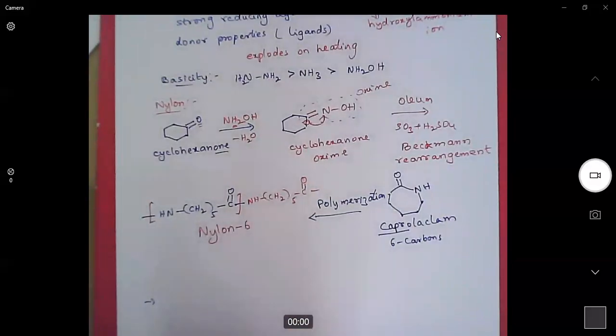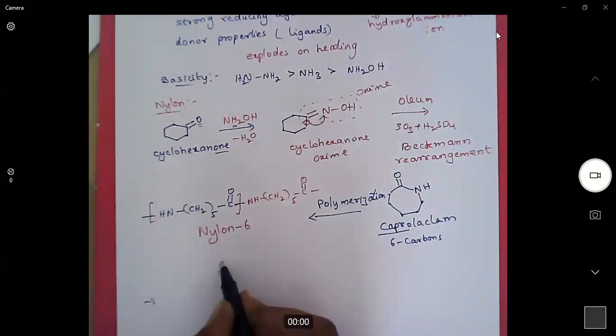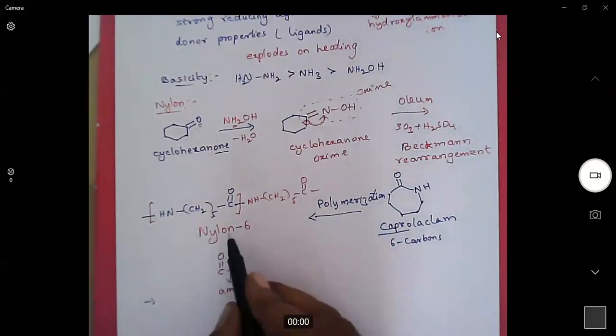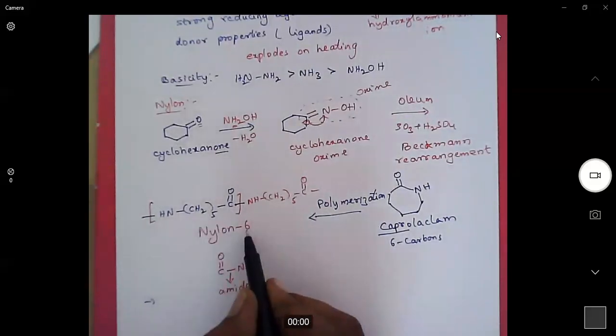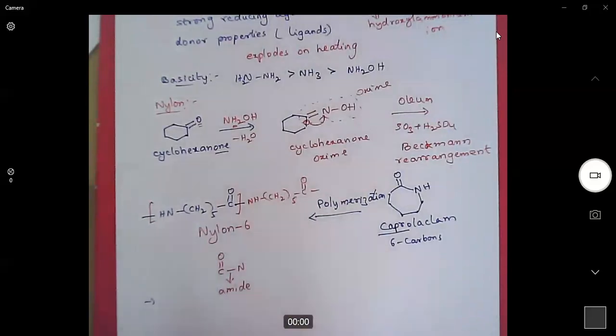What is nylon? Nylon is a polyamide polymer. What is an amide? If there is a bond between nitrogen and carbon, where the carbon is a carbonyl carbon, then it is called an amide bond. So a polymer containing polyamide is called nylon. Since it has 6 carbons in each monomer, it is named nylon 6.